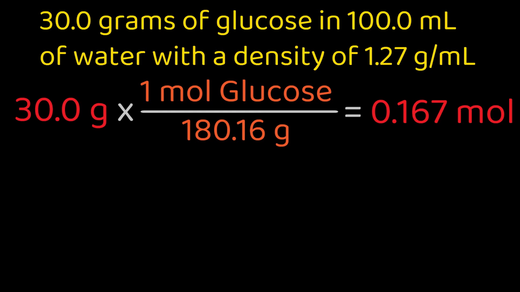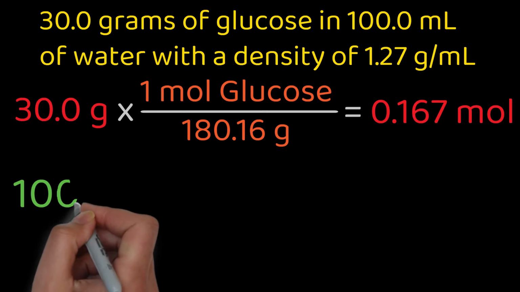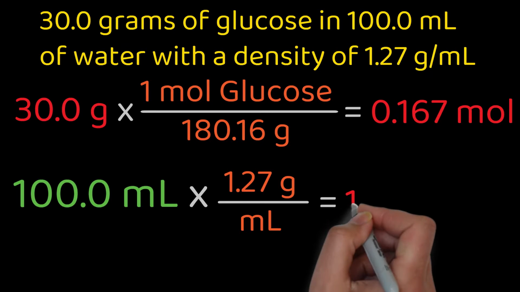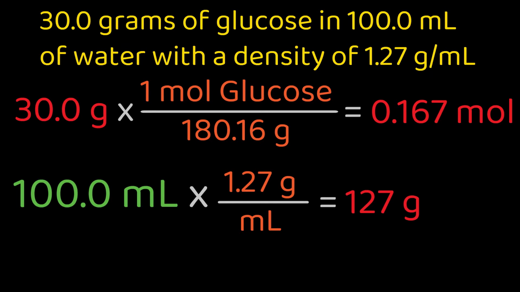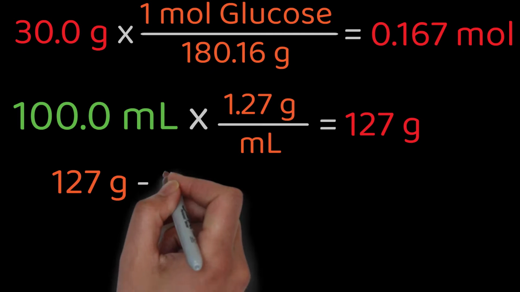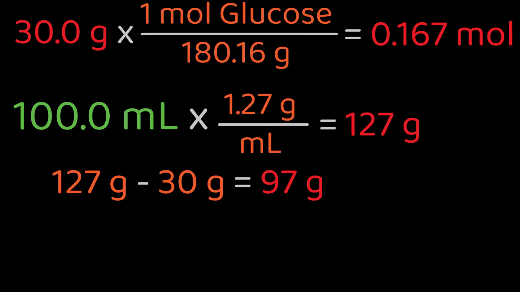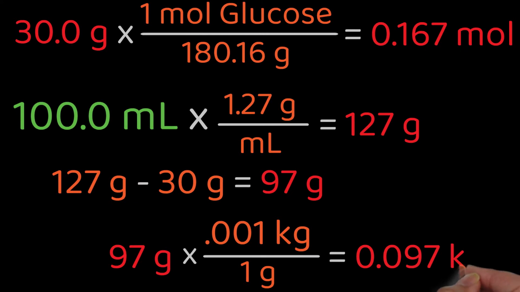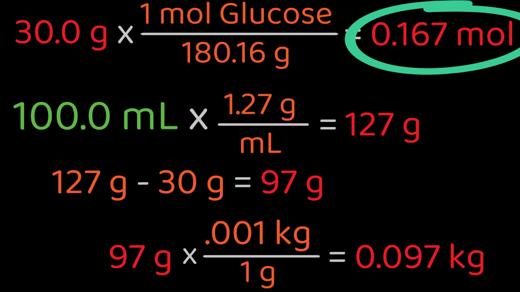For molality, we need the moles of glucose in the kilograms of water. We have the moles of glucose from the molarity calculation, so we can use the density to calculate the total mass of the solution as we did before. Then we can subtract out the mass of glucose to get only the mass of water. Then we convert the mass to kilograms and divide.